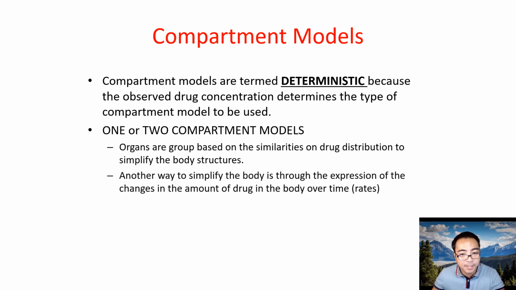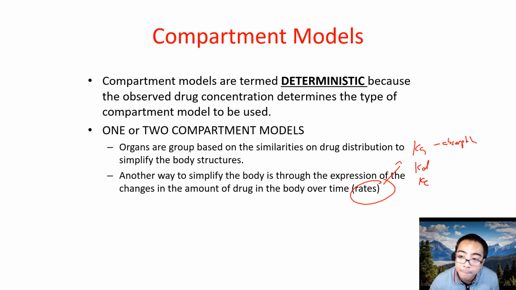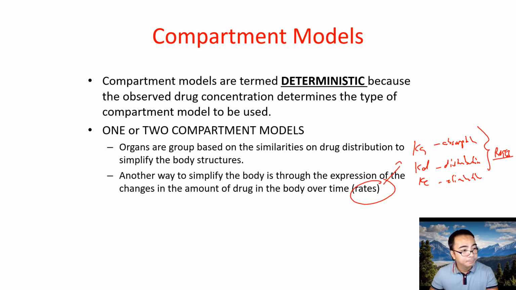So another way to simplify the body is through the expression of the changes in the amount of drug in the body over time. So the rates. When we're talking about rates here, class, we're talking about the absorption rate, the distribution rate, and then of course the most important is elimination rate. So this is absorption, distribution, and then the elimination rates. Okay? So it can be described using a compartment model.